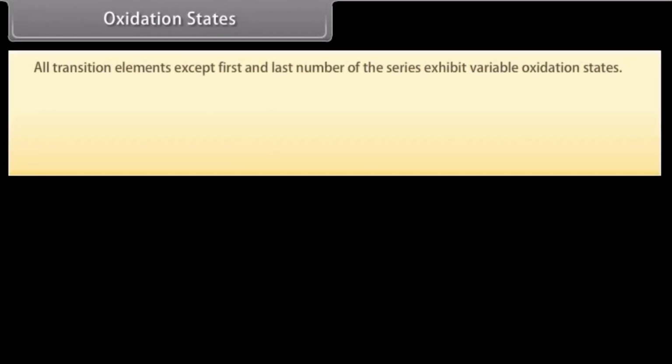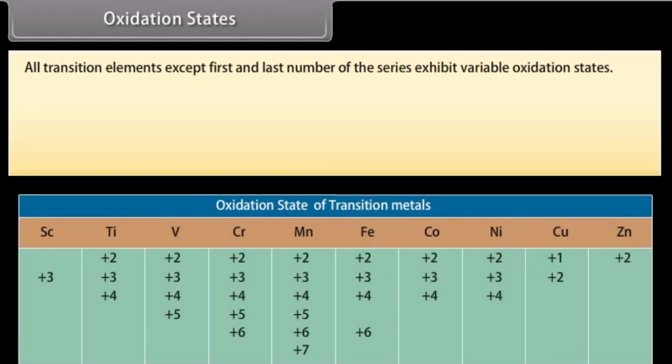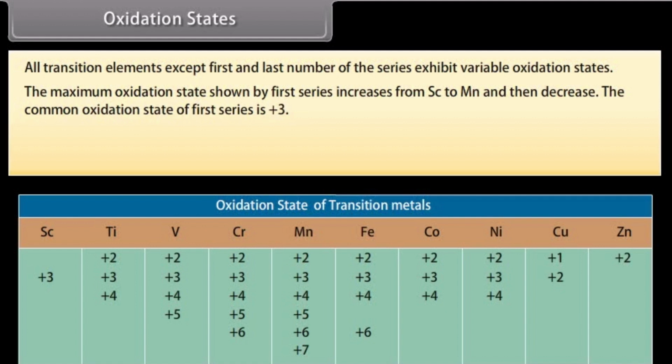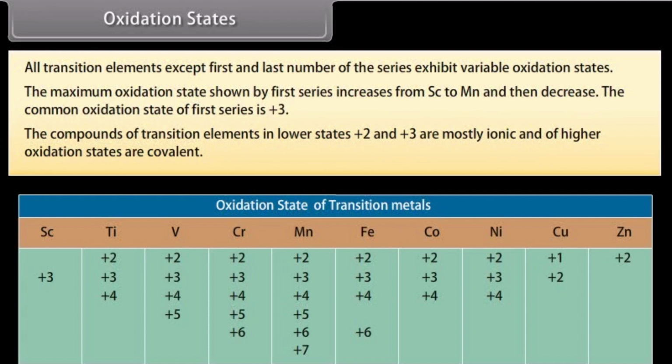Oxidation states. All transition elements except the first and last members of the series exhibit variable oxidation states. The maximum oxidation state shown by the first series increases from scandium to manganese and then decreases. The common oxidation state of the first series is +3. The compounds of transition elements in lower states +2 and +3 are mostly ionic and of higher oxidation states are covalent. For example, ZnCl2 and CdCl2 are ionic in nature and Cr2O7 2- and MnO4 - are covalent in nature.